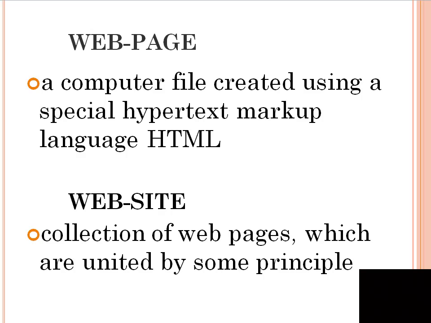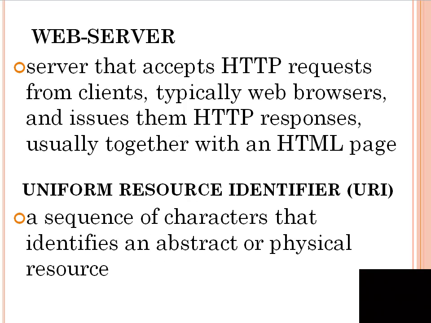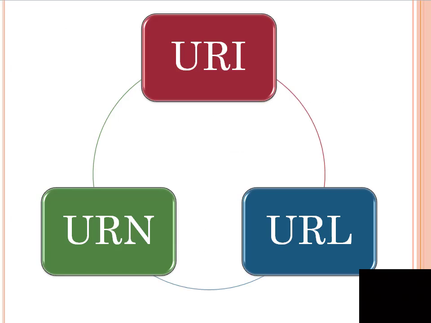What about the web server? A web server is a server that accepts HTTP requests from clients, typically web browsers, and issues HTTP responses, usually together with an HTML page. Uniform Resource Identifier, URI, is a sequence of characters that identifies an abstract or physical resource. So, you have the Uniform Resource Identifier. You can see in this picture the uniform identifier and uniform language.